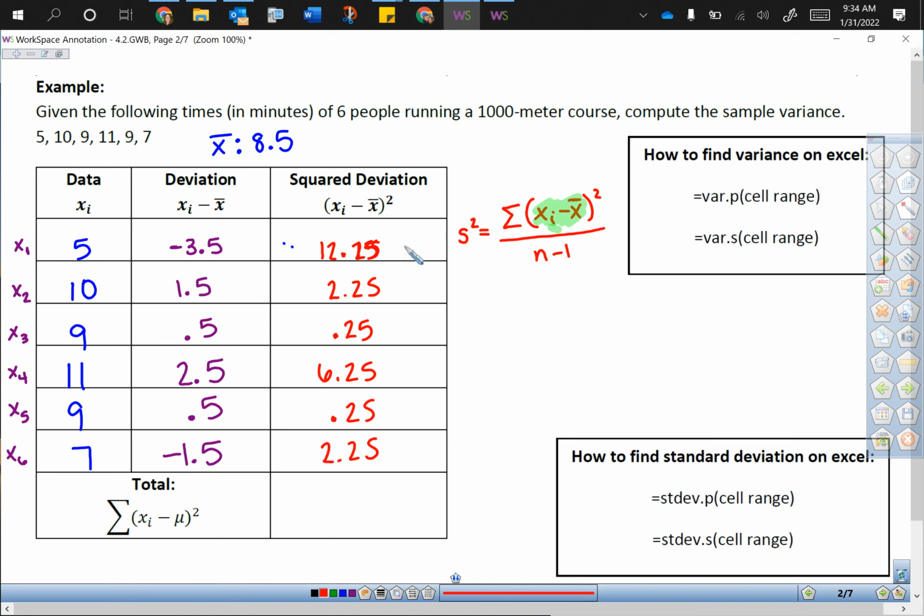And then what I need to do is find the sum of all of these. I need to add all of these together. So again, you can see over here that I have that. You can see the total, which is really just the sum of the deviations squared. Can you tell me what are all of these added together? 23.5.